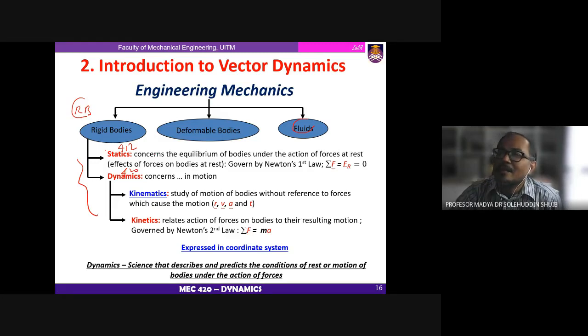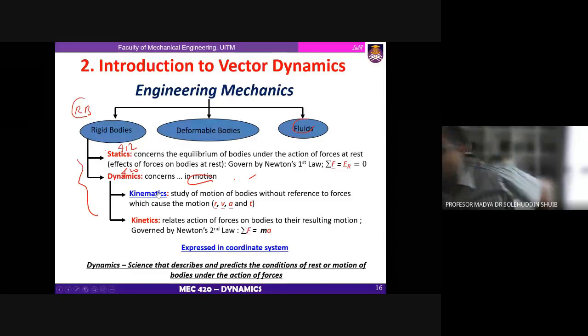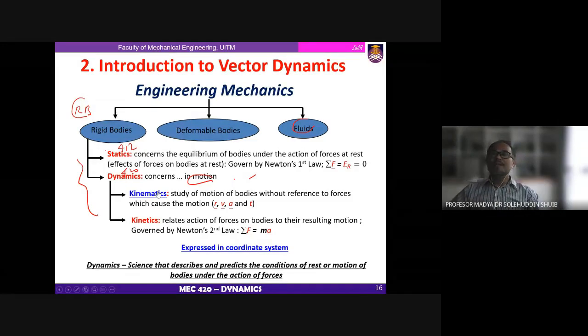Statics is something that is not moving, and dynamics is about a body in motion, from one point to another point, one place to another place. Dynamics concerns motion. Just now I mentioned kinematics and kinetics. You should be able to differentiate between the two.